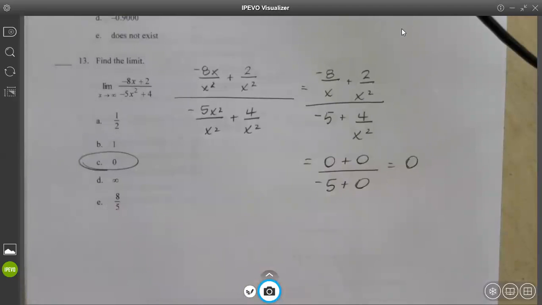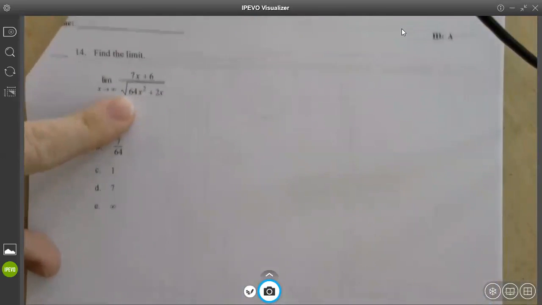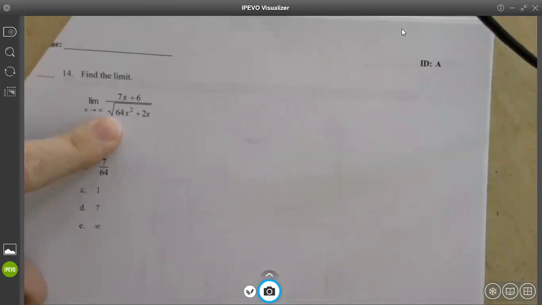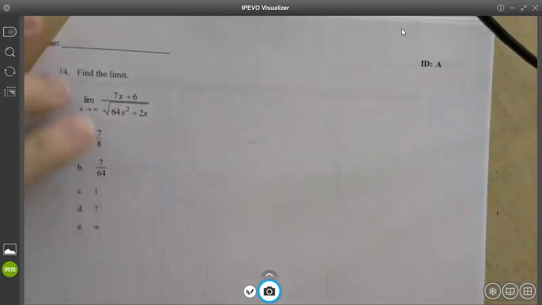Any questions on 13? I think those are pretty easy. The next one's just a little bit harder because you got to do the square root, but it is exactly the same. Okay. Everybody good? All right. So the highest power on the bottom is x squared, but it's underneath a square root. So you got to do that on the top.